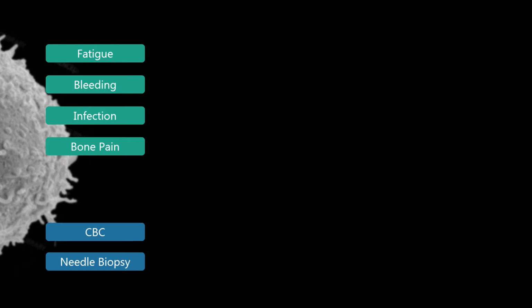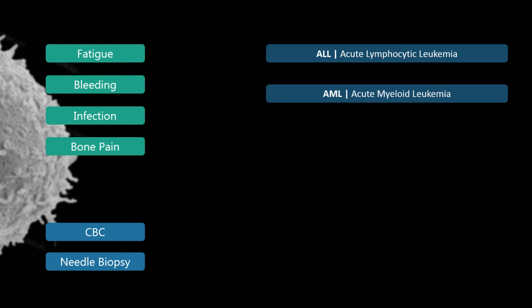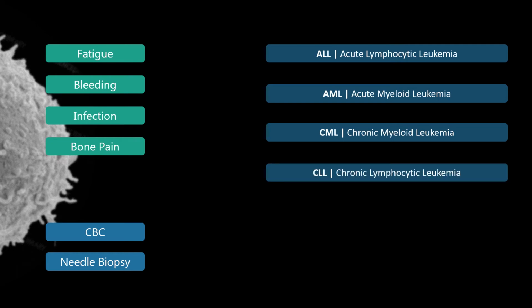Leukemia, in a broad classification, has 4 types. They are classified according to the nature and the cell type. So the 4 types are acute lymphocytic leukemia, acute myeloid leukemia, chronic myeloid leukemia, and chronic lymphocytic leukemia.